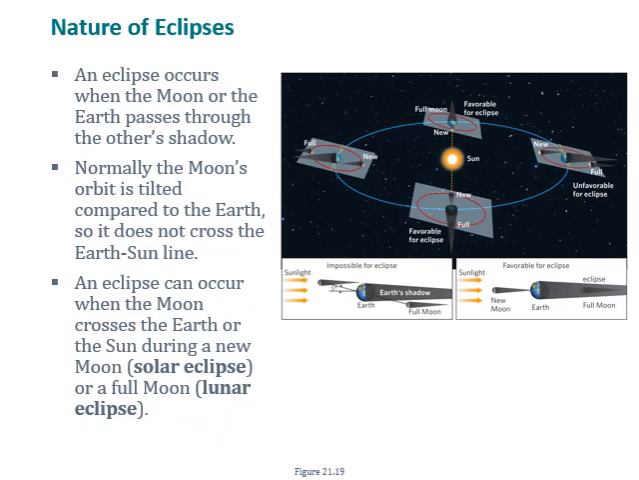Now let's discuss eclipses. An eclipse occurs when the moon or the Earth passes through the other's shadow. Normally, the moon's orbit is tilted compared to the Earth, so it does not cross the Earth-Sun line. However, an eclipse can occur when the moon crosses the Earth or the sun during a new moon, which is known as a solar eclipse, or a full moon, which is known as a lunar eclipse.